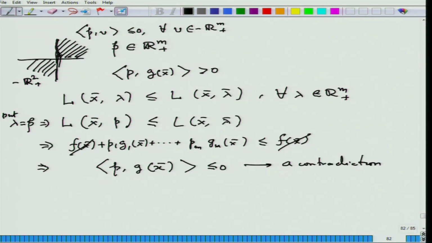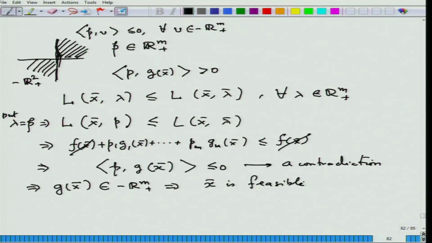Proofs by contradiction are sometimes fun, it gives you the answers immediately. Which implies that what we have assumed is not correct. So, G of x bar is an element of minus R m plus, which implies that x bar is feasible. Once you know that x bar is feasible, then immediately you also know this equation, L of x bar, lambda bar is less than or equal to L of x, lambda bar.